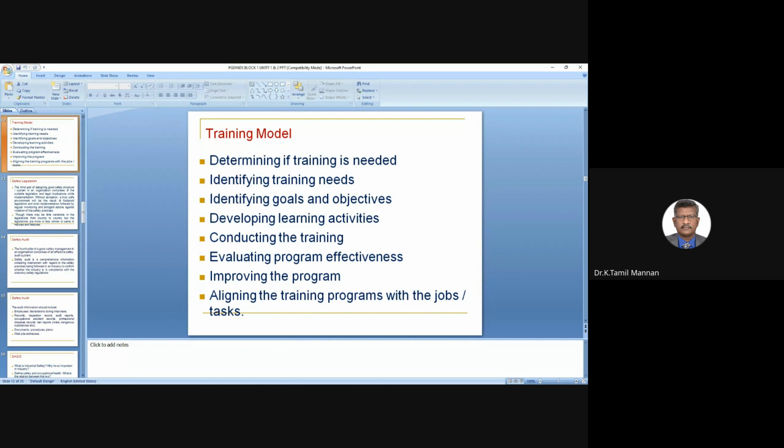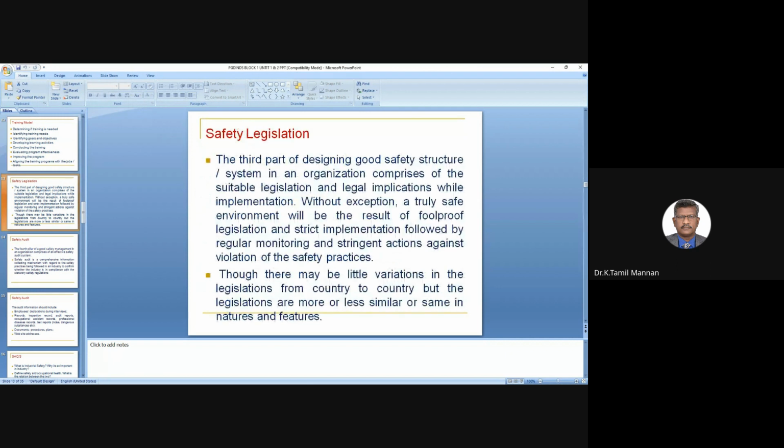Similarly, whatever training programs you prepare should be matched with the jobs or tasks. Whatever training methods you have prepared should be aligned with the jobs or tasks. If there are any deviations in the training programs, they should be rectified. These are the training models.